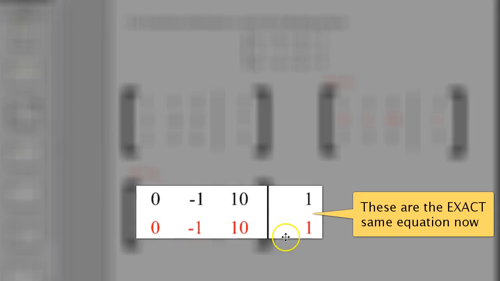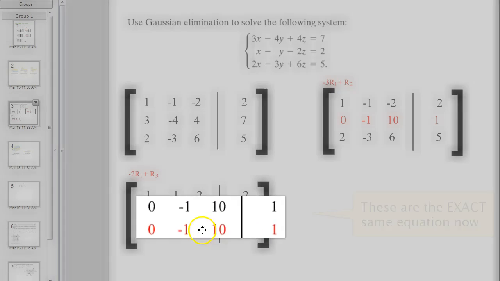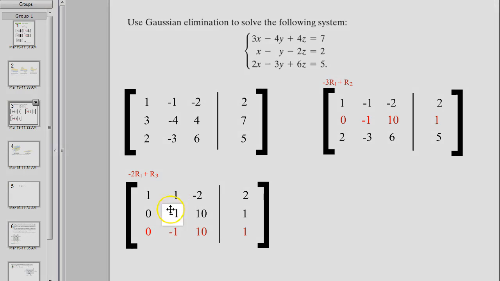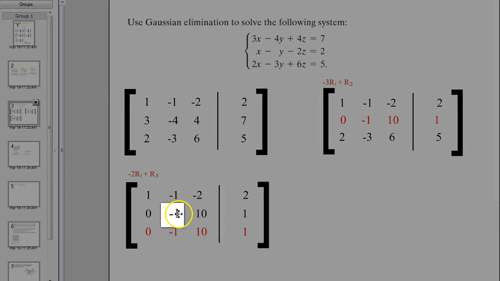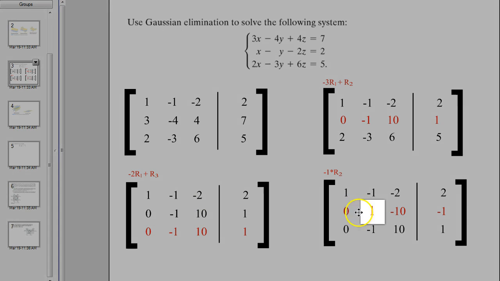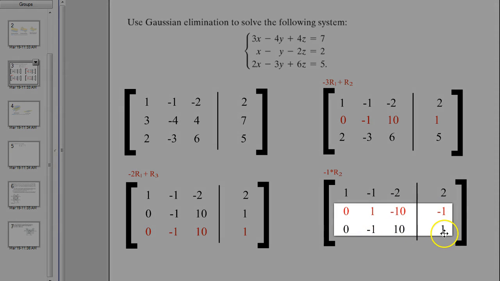And again, you may see it here already. But if not, remember the next thing, we've got our 1, 0, 0. Next thing is a 1 right here. So I'm going to multiply by -1. Okay, I get 0, 1, -10, -1, which is now the direct opposite of this.